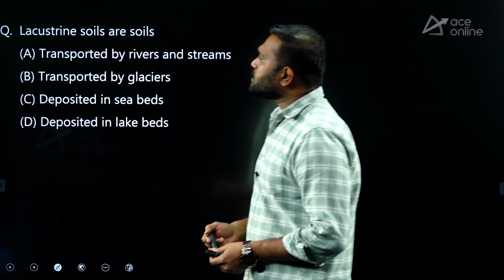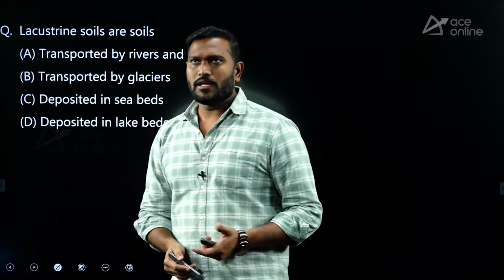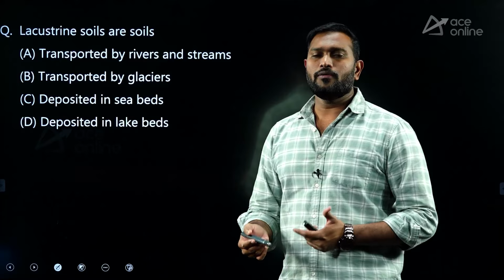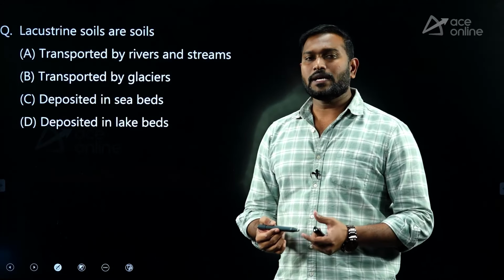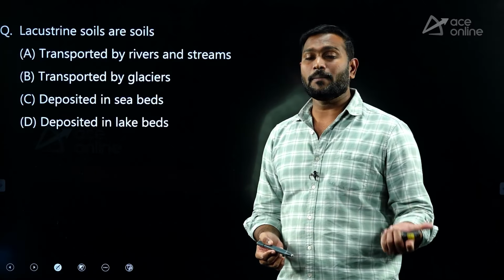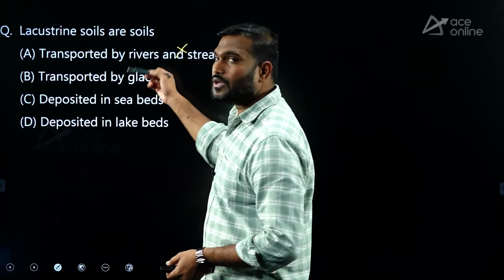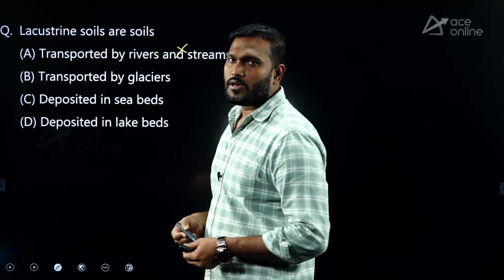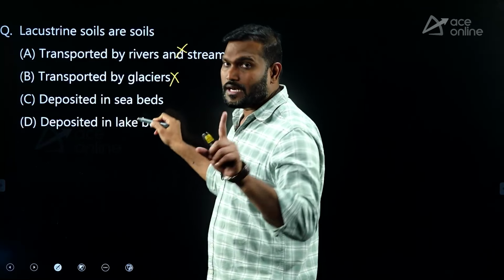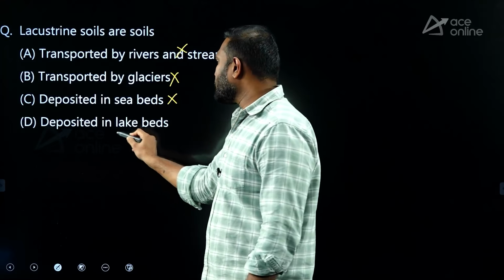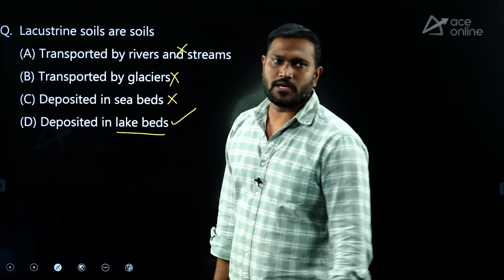Next, lacustrine soils. In the case of water, there are 3 different types of soils: lacustrine soils, alluvial soils, marine soils. Lacustrine soils are the soils that got deposited at the bed of the lake. Transported by rivers and streams? No, that is alluvial soil. Transported by glaciers? That is a glacier deposit. Deposited in seabed? That is marine soils. Deposited in the lake bed? That is the lacustrine soils.